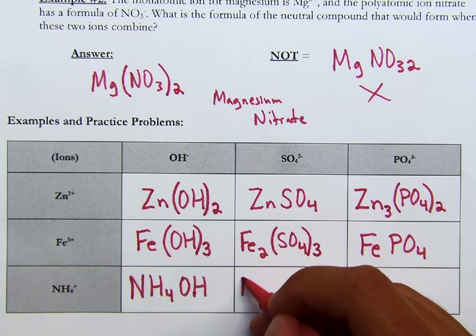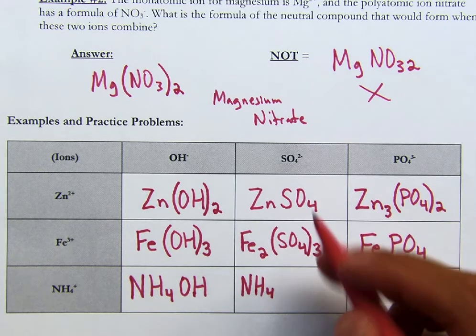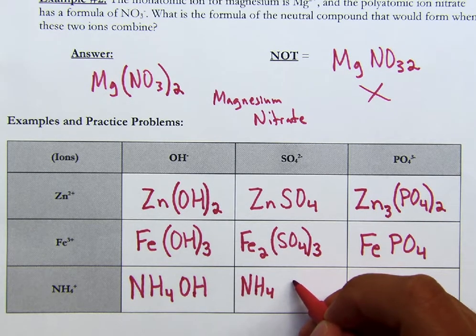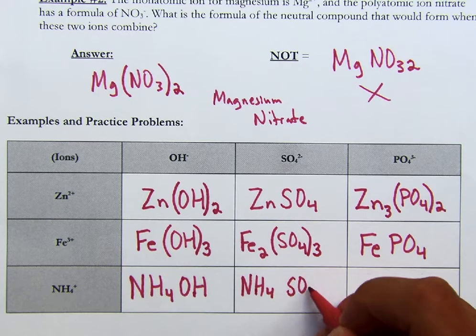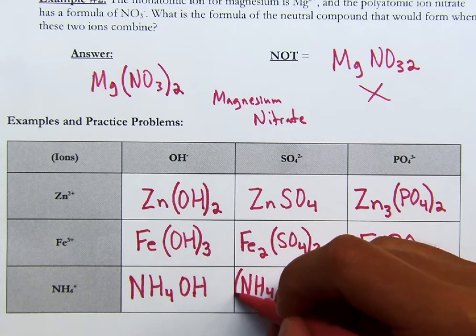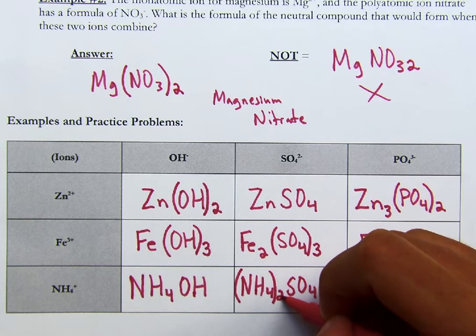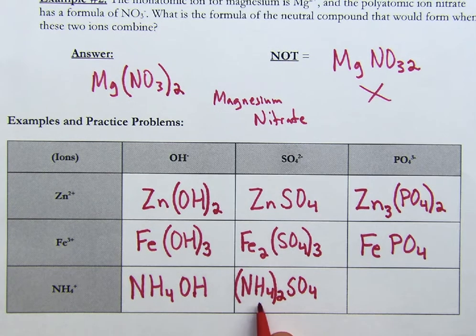Next we have NH4, that's ammonium, and then we have a sulfate, which is SO4. Now, these are both polyatomic ions. This has a charge of positive 1. This has a charge of negative 2. So if we're going to form a neutral compound, you need more than one of these. So we're going to put this in parentheses and put a 2 here. That gives us plus 2 and balances out the minus 2.